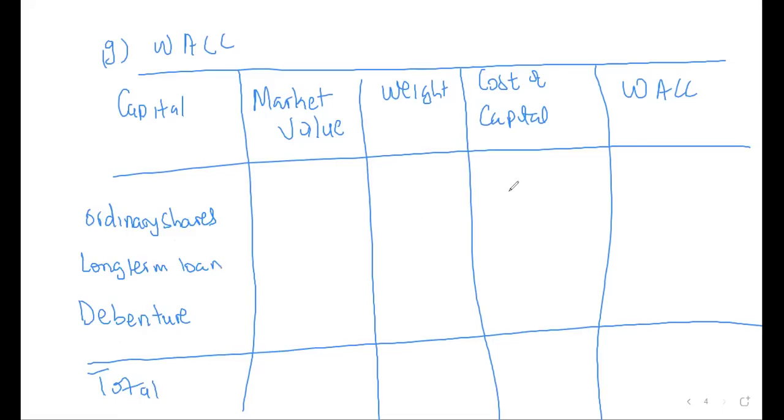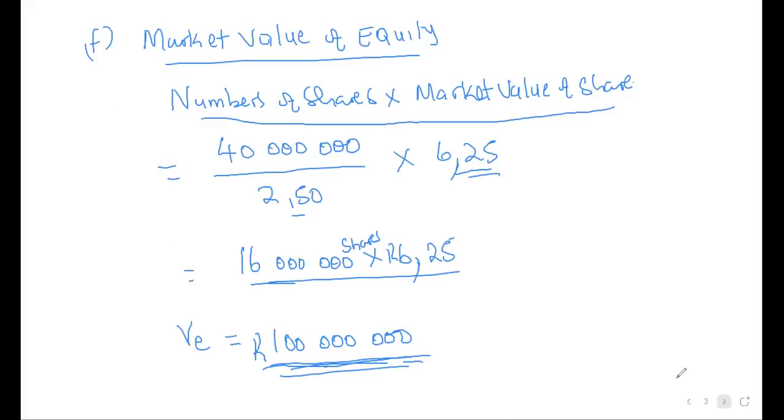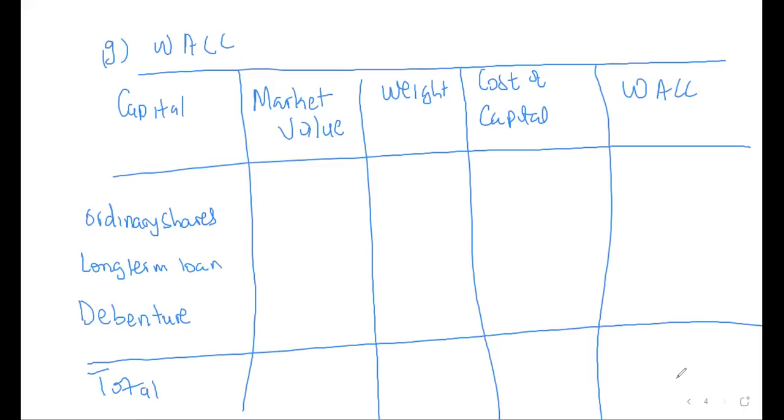Right, so we need the market values, the one that we just calculated. Let's just go there. So the market value of debenture is 16,939,648. Then the one from ordinary is 100. So we are going to have 100 here. Then the one for debenture, we say it's 939,648.